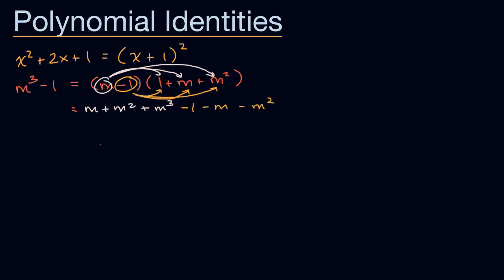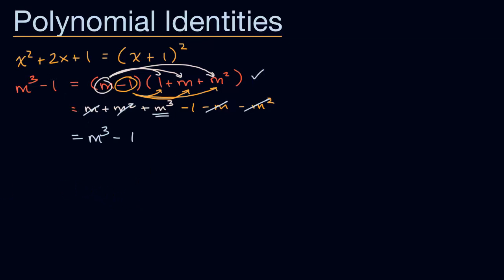And now let's see if we can simplify this. We have an m and a negative m, so those are going to cancel out. We have an m squared and a negative m squared, so those cancel out. And so we are going to be left with m to the third power minus 1. Now clearly, m to the third power minus 1 is going to be equal to m to the third power minus 1 for any value of m. These are identical expressions. So this is indeed a polynomial identity.